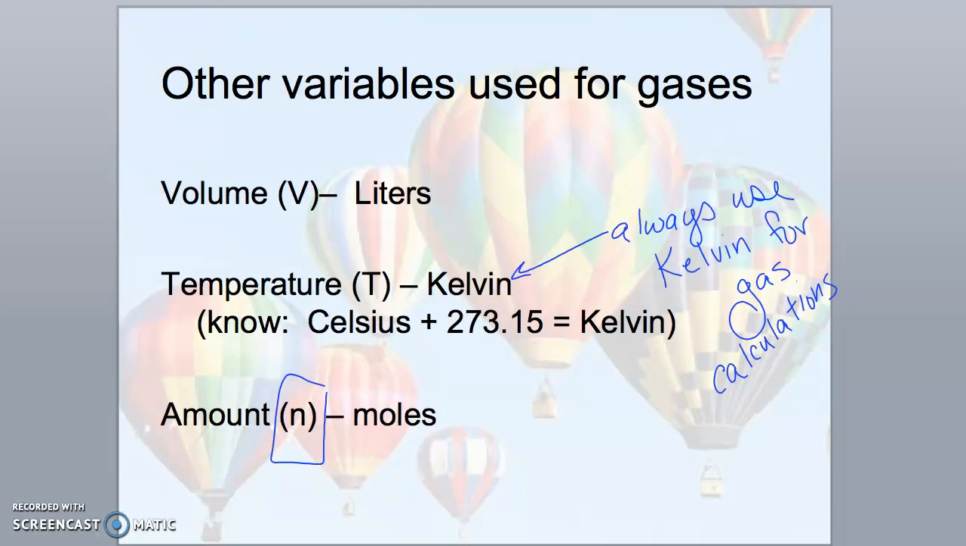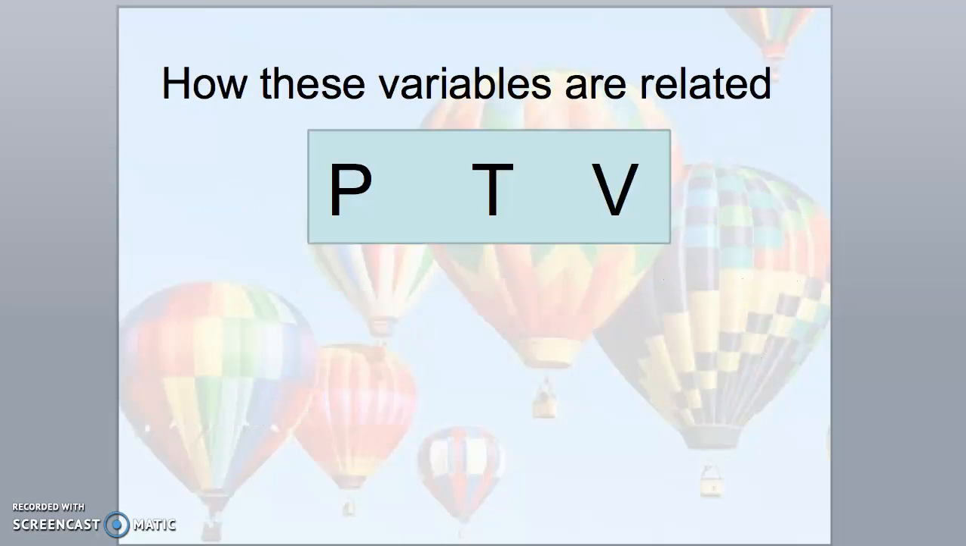In addition to pressure, the other important variables when working with gases are volume, temperature, and amount. There is a relationship between pressure, temperature, and volume for gases that can be seen using this diagram. The relationship does not exist for solids or liquids, only gases.